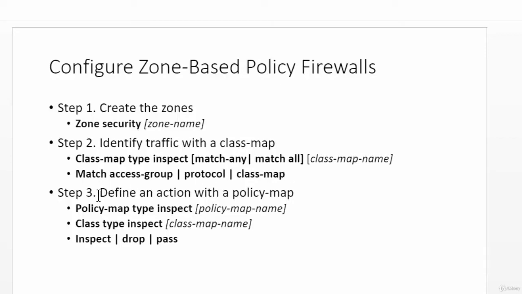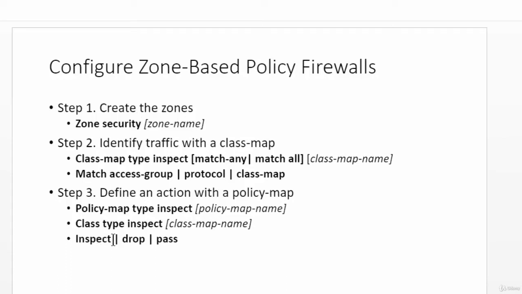Step 3. Define an action with a policy map. We use three commands. The first command is policy-map type inspect and enter the policy map name. Next, we use the command class type inspect and enter the class map name. And the action inspect. This action offers state-based traffic control.